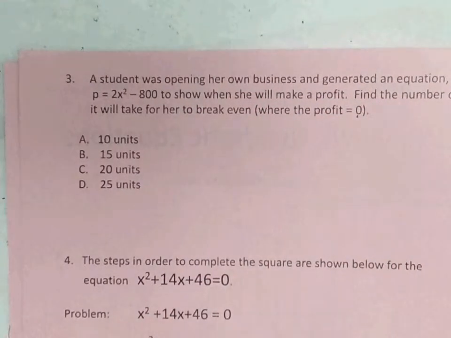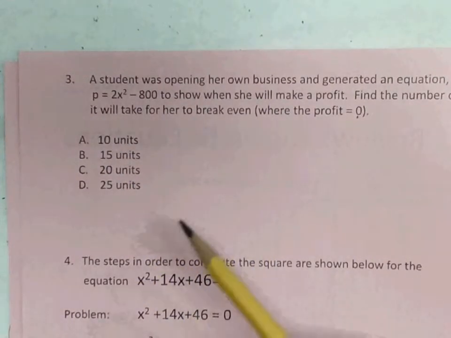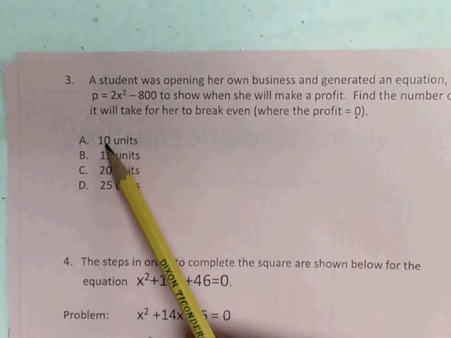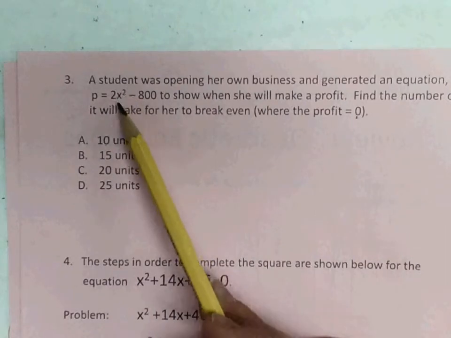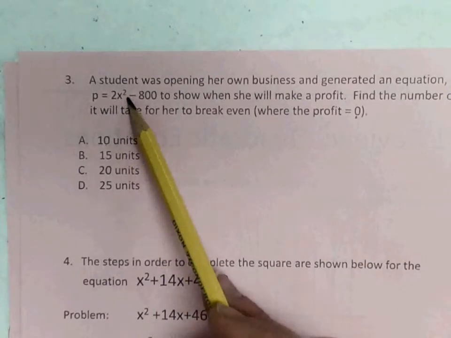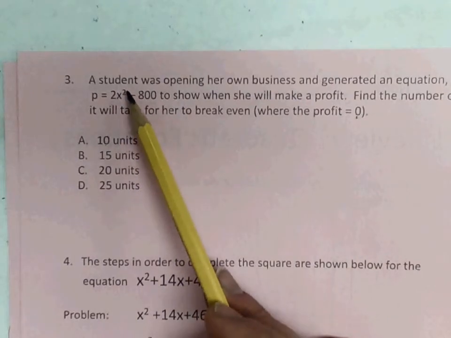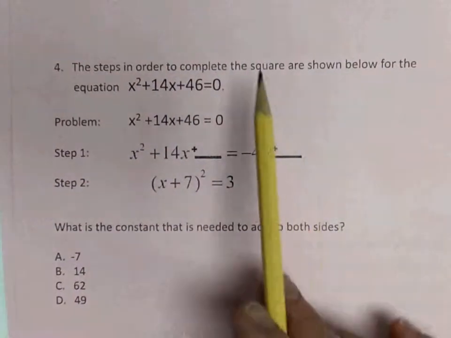Or if you take a look at your answers, they are just numbers. Whenever you're given numbers, remember you could guess and check simply by plugging in your x values, like 10 for x, and check it. Does 2 times 10 squared minus 800 give you 0? Find your answer there.